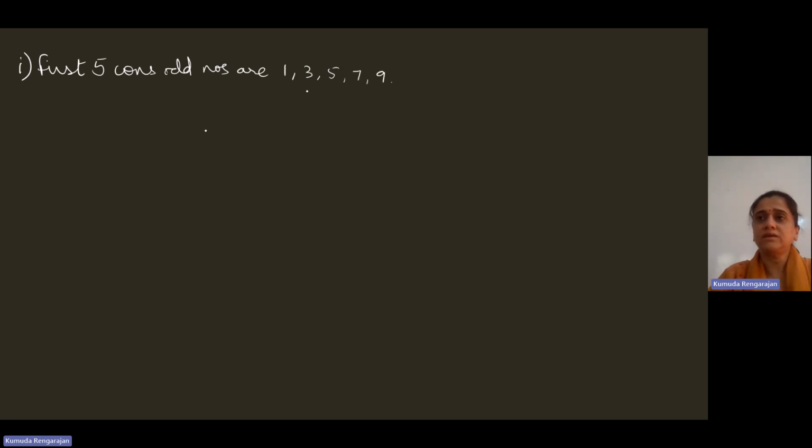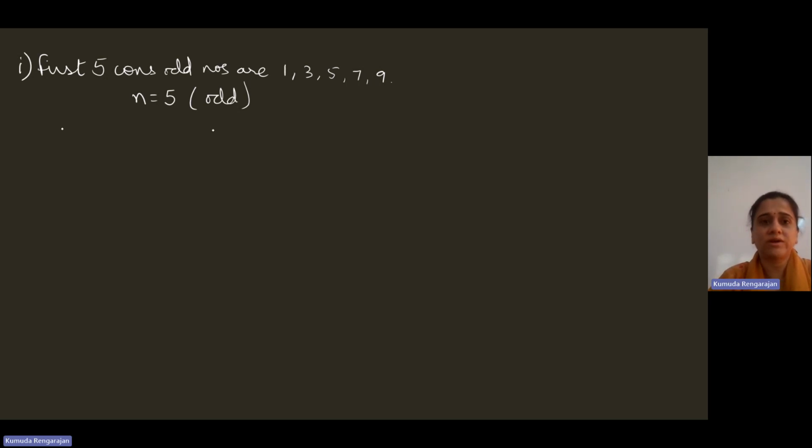So it's already in the ascending order. N is equal to 5, the number of observations. That is odd. When we say odd, we're not talking about the odd numbers here. This data has 5 observations, and that number 5 is odd.